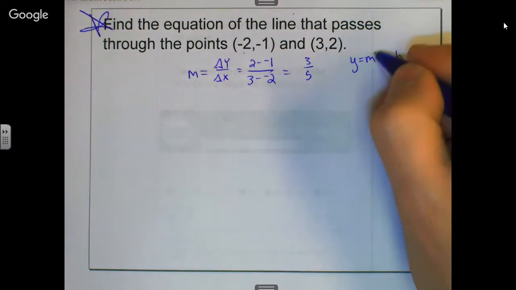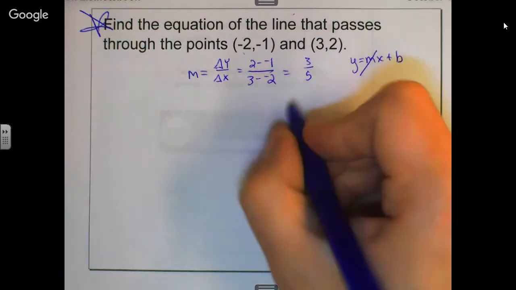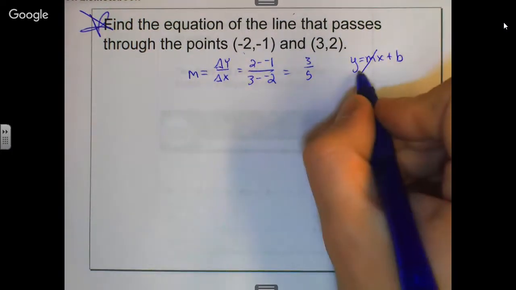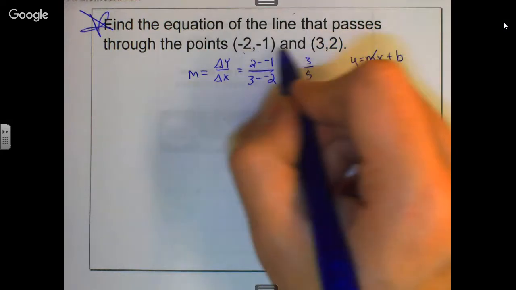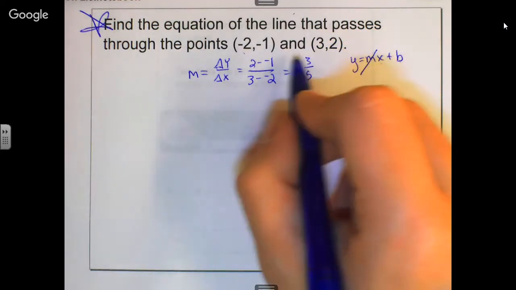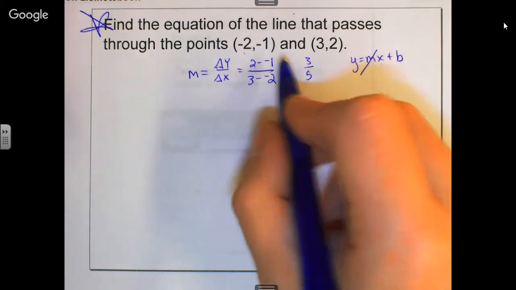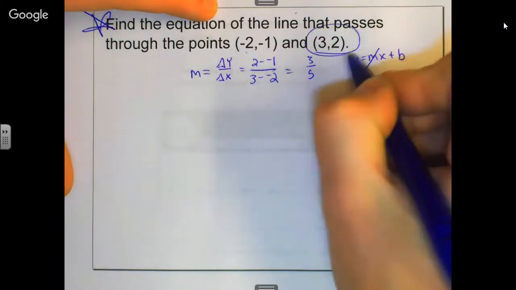So I have the slope. Now I need to find the b value. So do I have an x and a y? Sure, I've got 2 of them actually. Does it matter which one I use? No. So go with the easier one. I'm going to use this one right here.